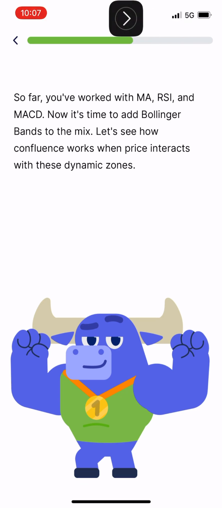So far, you've worked with MA, RSI, and MACD. Now it's time to add Bollinger Bands to the mix. Let's see how confluence works when price interacts with these dynamic zones.